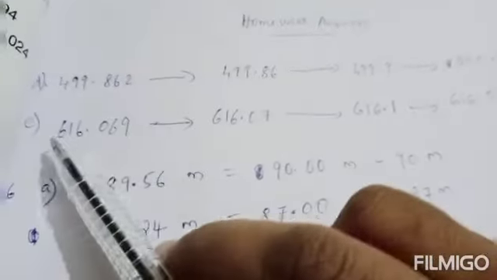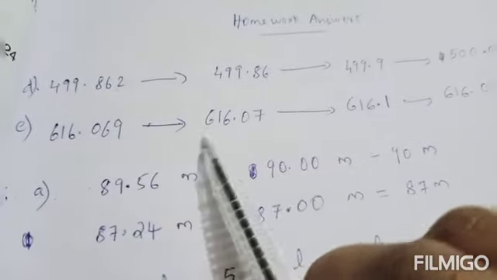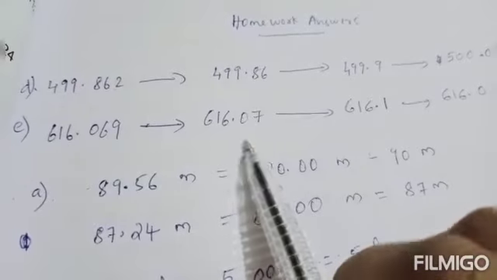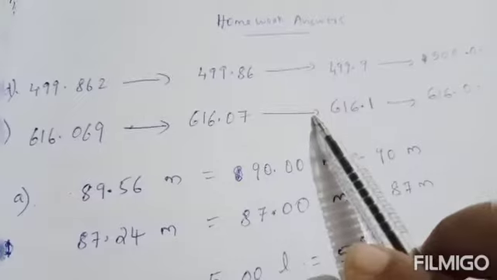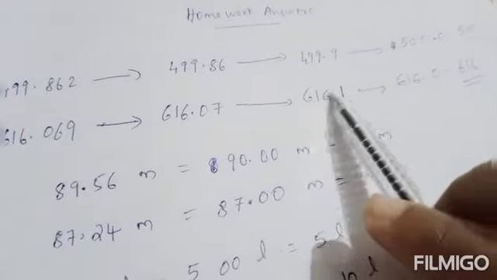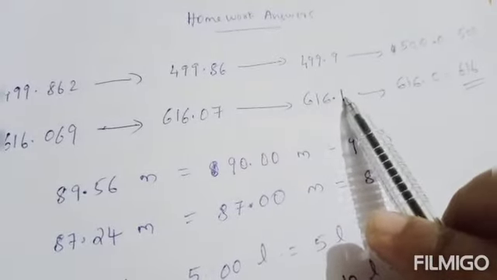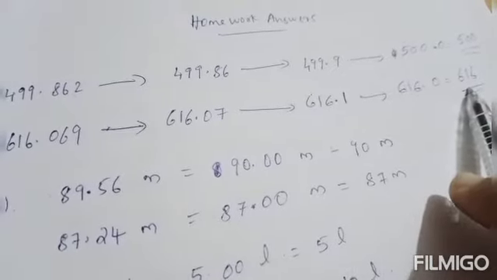Okay, next E. 616.069 on rounding off to the nearest hundredth it is 616.07. Then rounding off to the nearest tenth it is 616.1. Then again rounding off to the nearest ones or whole number it is 616.0, that is 616.